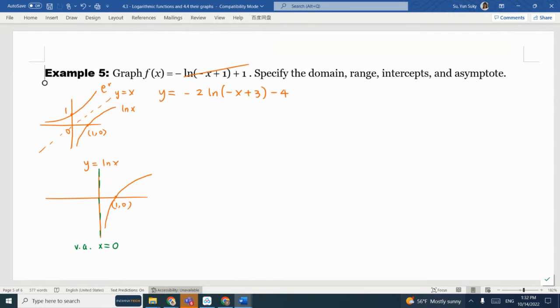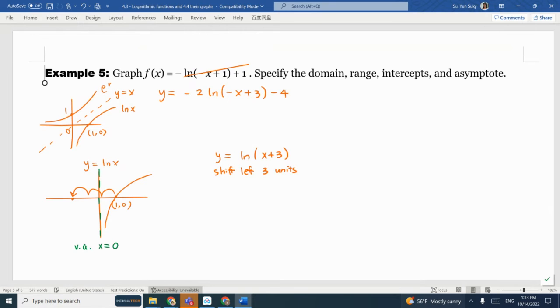Remember the order? What's the first thing you check? Shift left or right? And do we have a shift left or right? Left. Shift left, 3 units. Yes. So, y equals ln. Shift left, we add 3 to it, right? So shift left, 3 units. Okay. Left. So 1, 2, 3.